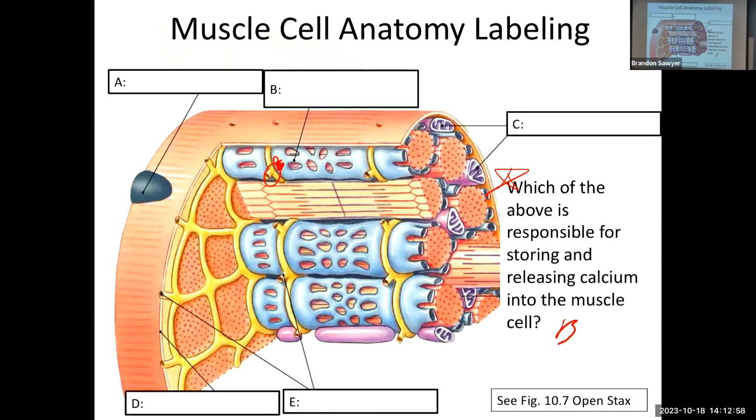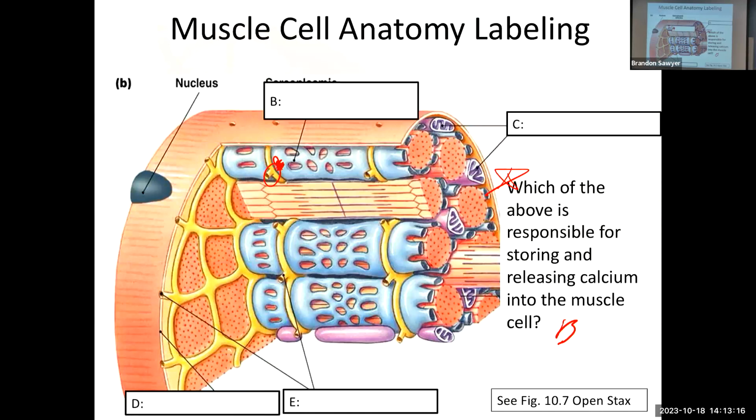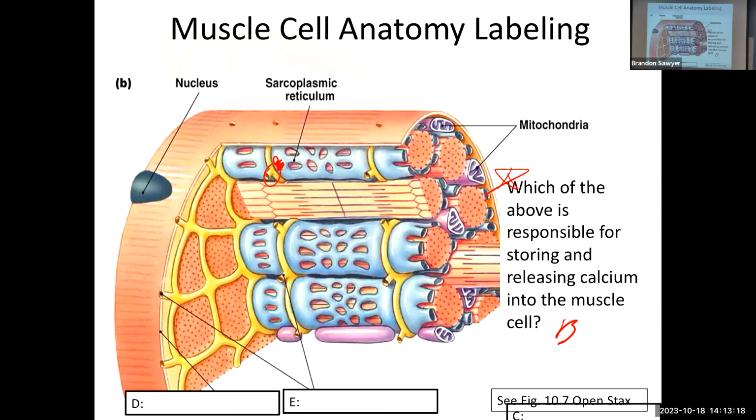Then what's C? Mitochondria. Yeah, skeletal muscle cells have a lot of mitochondria because they're making a lot of energy. So one of the most dense cells as far as mitochondria go. All right, so what's A? The nucleus, yeah. B, we already said was the sarcoplasmic reticulum. C, we said was mitochondria. What about D?